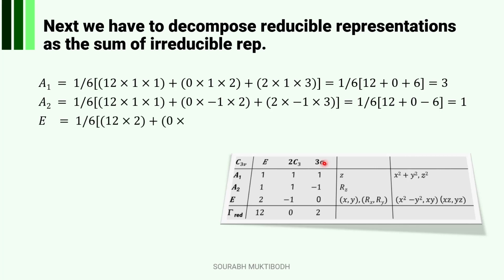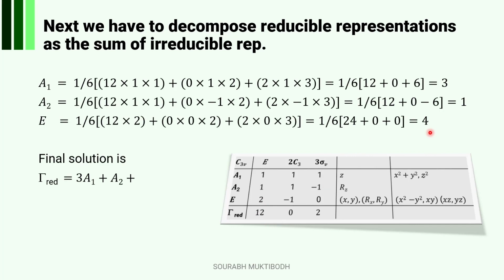If we talk about the E representation, 12 into 2 into 1, that is 24. 0 into minus 1 into 2 becomes 0. And 2 into 0 into 3 is again 0. So the expression gives 24. 24 divided by 6 is equal to 4. So the entire expression finally gives the result: Γ reducible is equal to 3A1 plus A2 plus 4E.